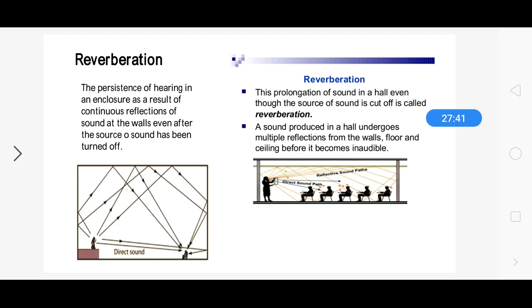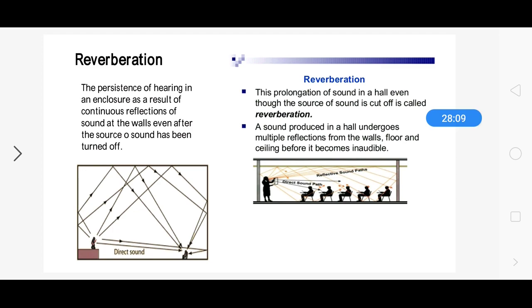Up to reaching the inaudible stage, the sound waves repeatedly undergo multiple reflections at the walls, floor, ceiling. So many reflecting surfaces are there in the hall. So the sound wave undergoes multiple reflections and reaches the observer.